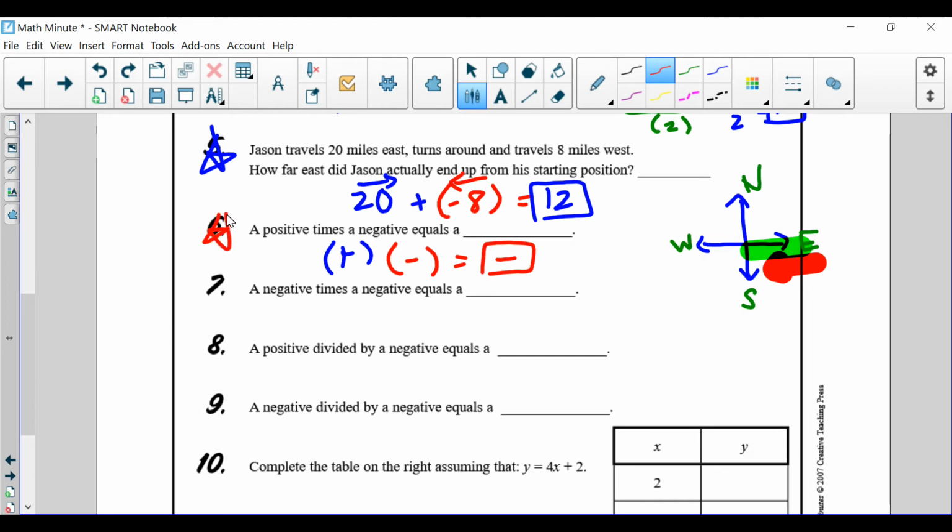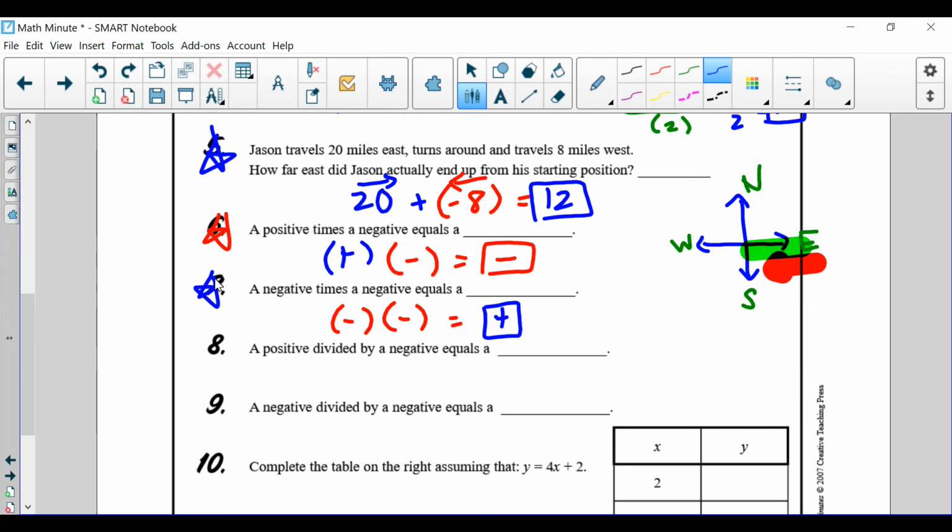Next one, it says a negative times a negative. A negative times a negative is going to be a positive. We talked about that before in the English language, how when you say, do not do this math minute, what does it mean? It means do your math minute. When you have two negatives together, even in the English language, it means the positive. And when I do not want you to do your homework, that's a negative thing. So a positive and a negative make a negative, but two negatives or a double negative is a positive.